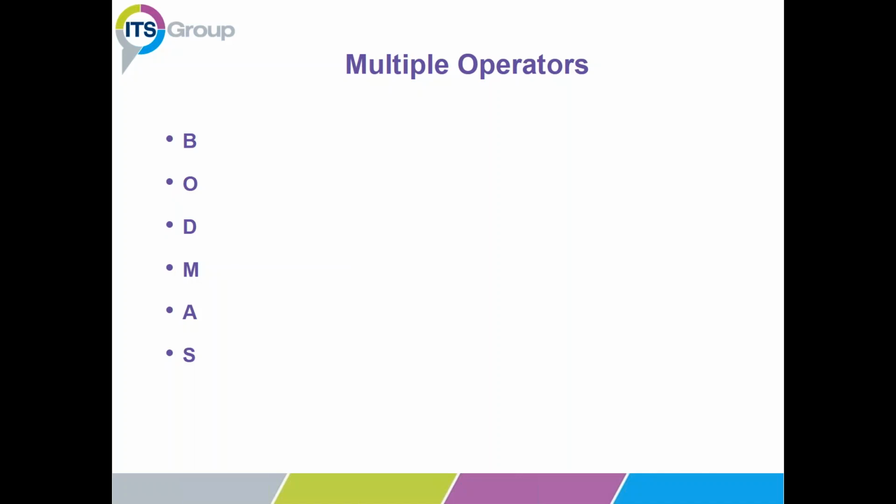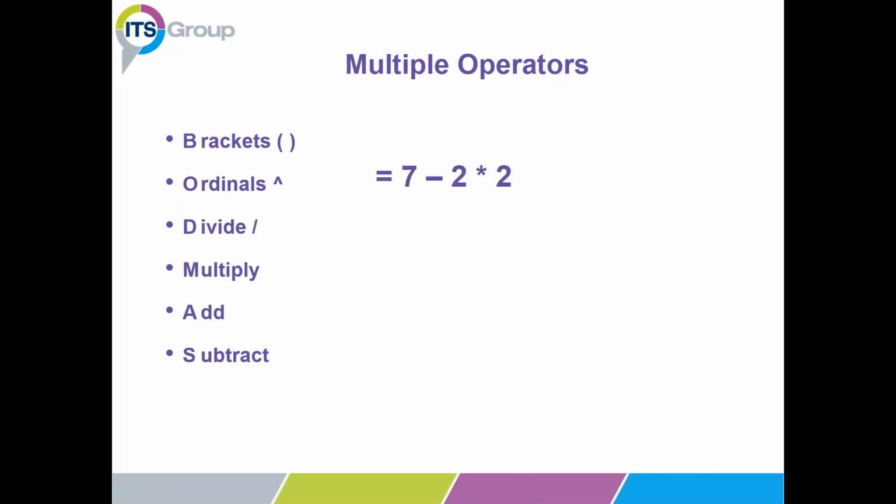So with ABC, we know that A comes before X, because we learn that when we're 3, when our brains are sponges, but BODMAS, you learn it when you're a hormonal teenager and it doesn't stick. So what BODMAS stands for is brackets come first, ordinals second, divide, multiply, add, and subtract.